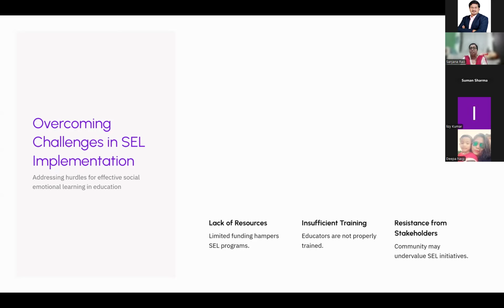And insufficient training: educators are not properly trained to implement social and emotional learning in their classes. Resistance from stakeholders: the community may undervalue SEL initiatives. What we are telling, management may not accept, parents may not accept, the community may not accept.